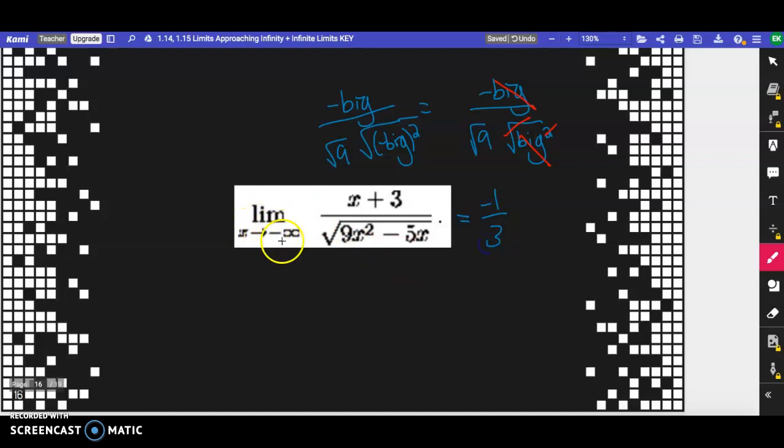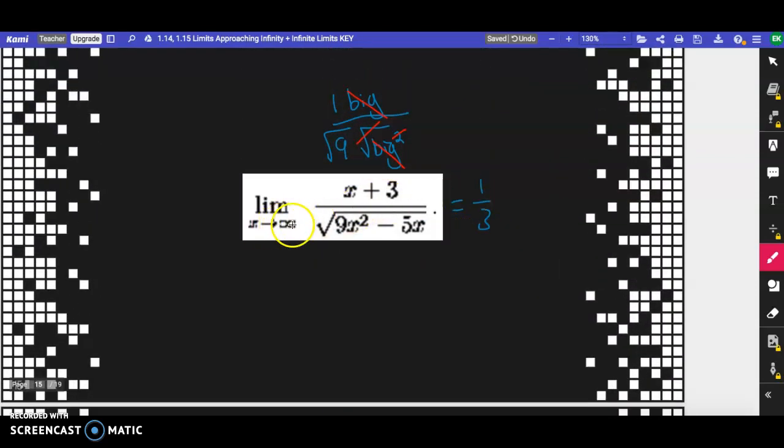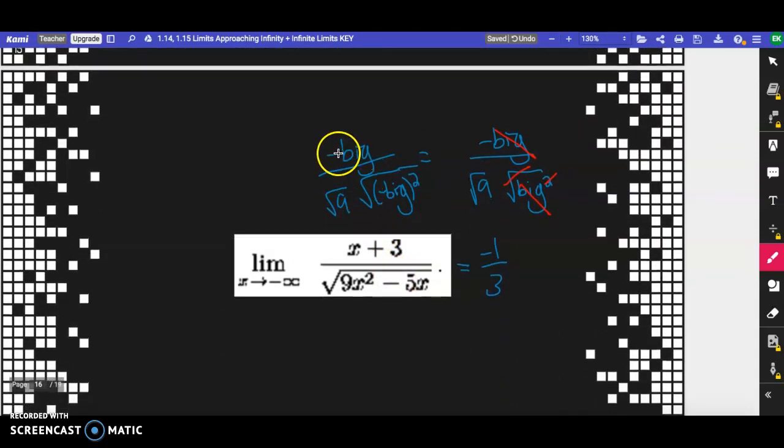So when x approaches negative infinity, you just have to really pay attention to your signs, because that would be what changes. You'll notice that in our previous problem, we didn't have to worry about it at all because it was always a positive infinity, but for negative infinity, watch that sign at the top.